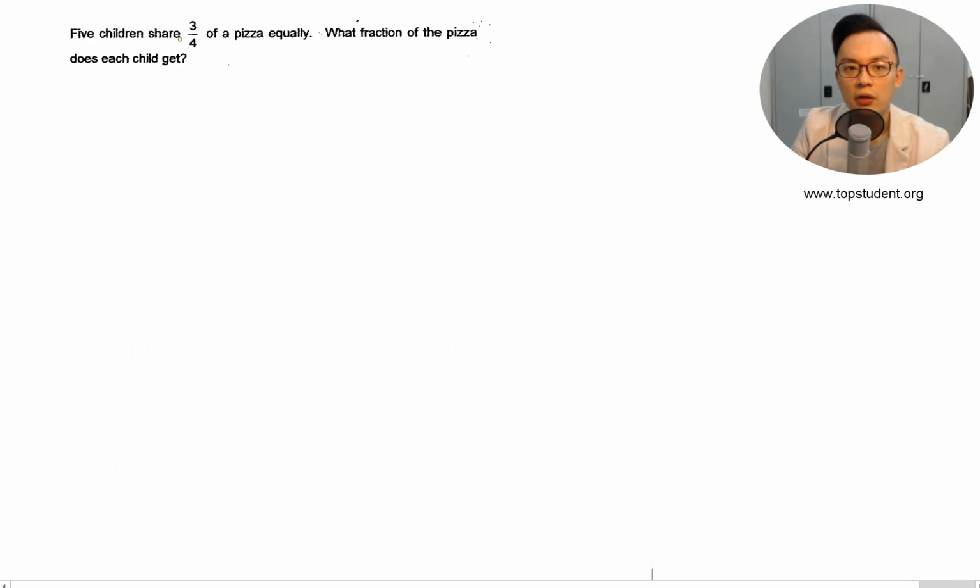5 children share 3/4 of a pizza. What fraction does each child get? So you have 3/4, you divide it by 5. All right, so that's how you do it. Because you have 5 children, so you divide it by 5. So I'll just work it out for you.